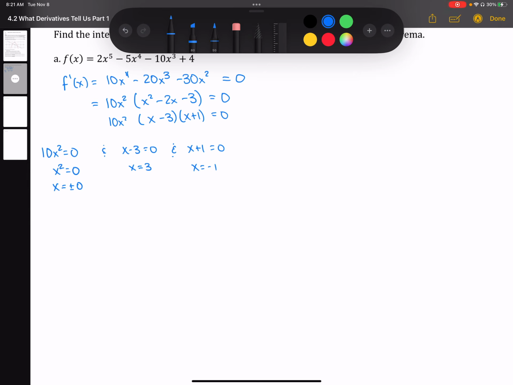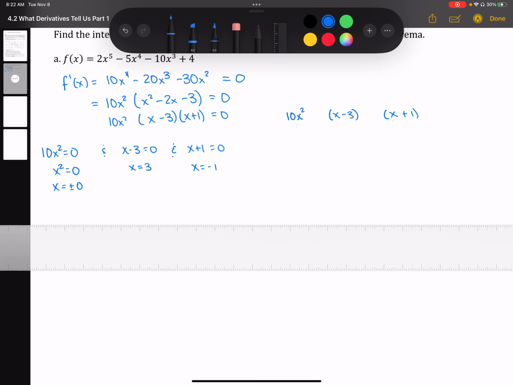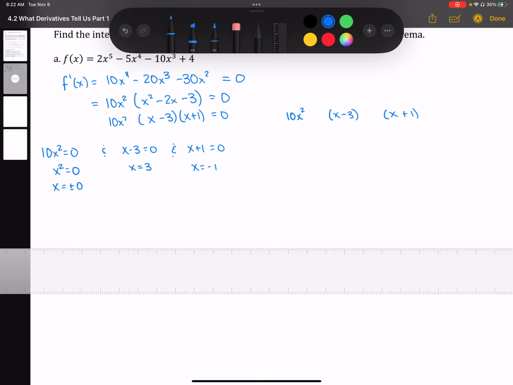Over here, let's put 10x squared. We're going to put x minus 3, and we're going to put x plus 1. And I'm going to draw a number line, we'll say right here. We'll put a number line. Oh, how did I mess up on a ruler drawing a straight line? So we'll put our number line right here.